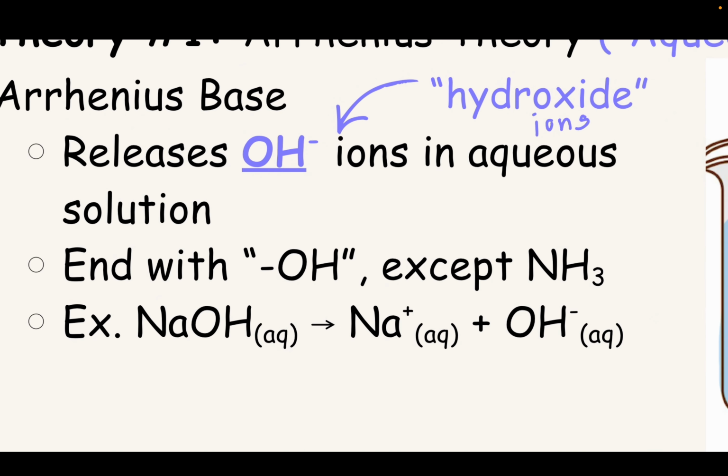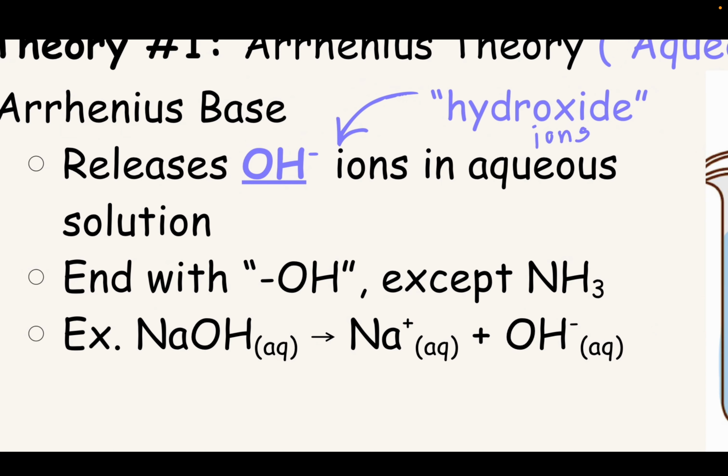A way that you can figure out if something is an Arrhenius base is that it's typically going to end with an OH, like your sodium hydroxide ends in this OH here. There's only one exception to this that you need to remember, and that is NH3, or ammonia. Ammonia does not end with that OH. It doesn't have a hydroxide in it. However, it is still going to be classified as an Arrhenius base.